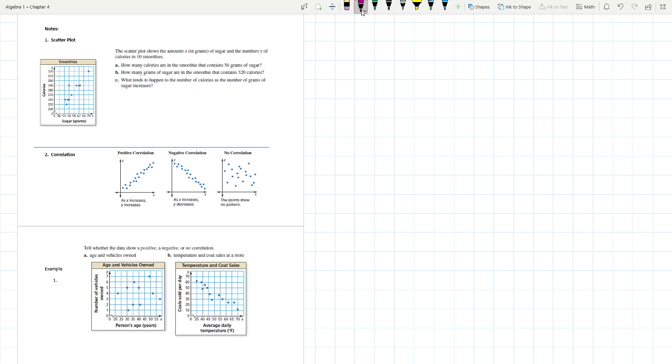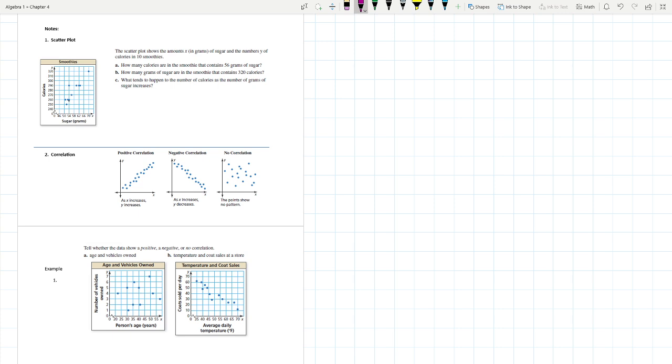In this first one, this scatter plot is talking about smoothies, specifically if the number of grams of sugar and the calories are related. The scatter plot shows the amount x in grams of sugar and the number y of calories in 10 smoothies. A scatter plot has a bunch of data points, and that's what makes them a scatter plot. And the data just kind of seems scattered.